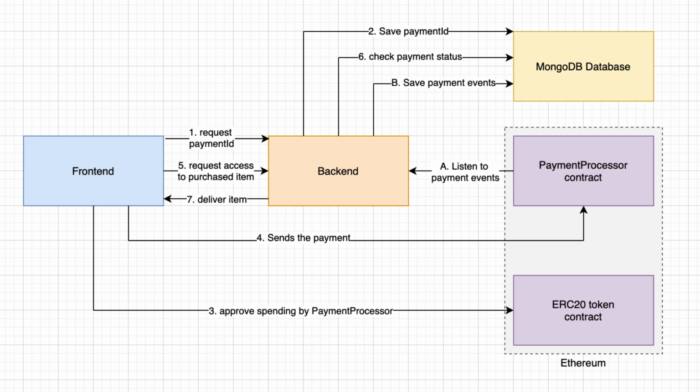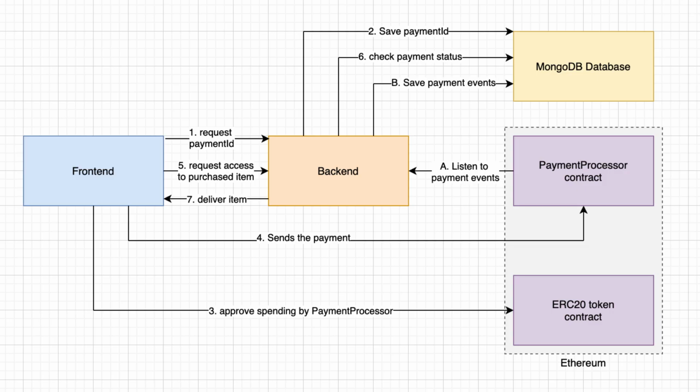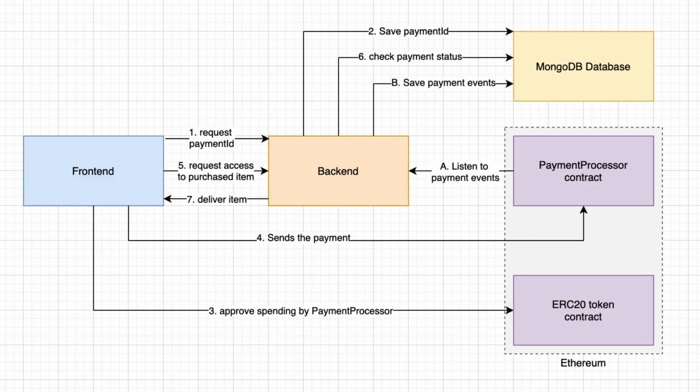So this is done in 2 steps. First, it has to approve the spending by the payment processor smart contract. So it does this by sending a transaction to the smart contract of the ERC20 token. And the second step is to actually send the payment to the payment processor smart contract. And along with the payment, the frontend also sends the payment ID to this smart contract.